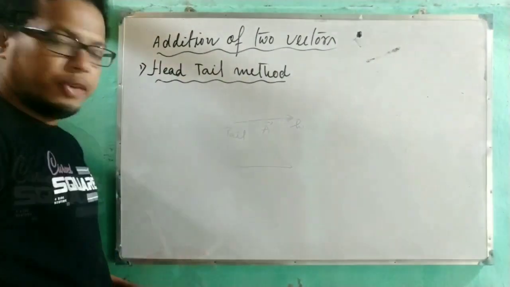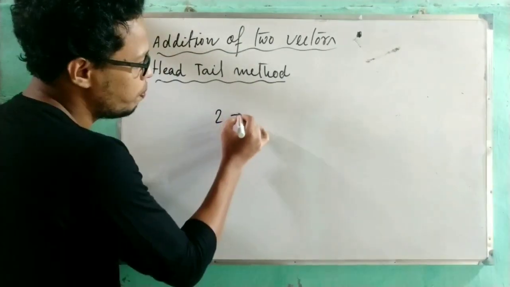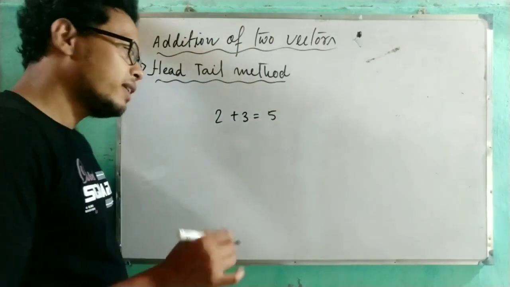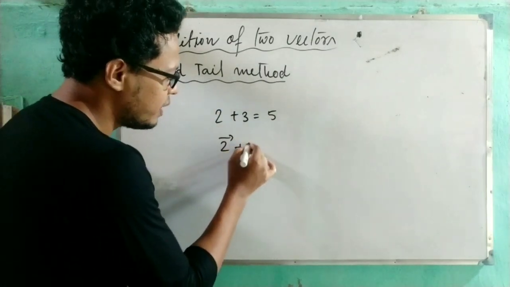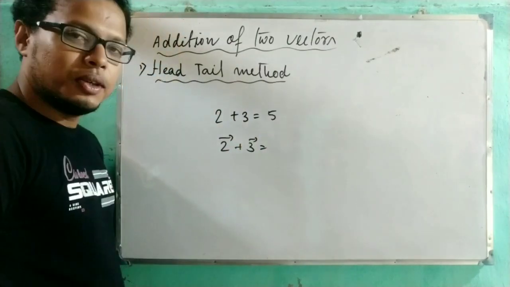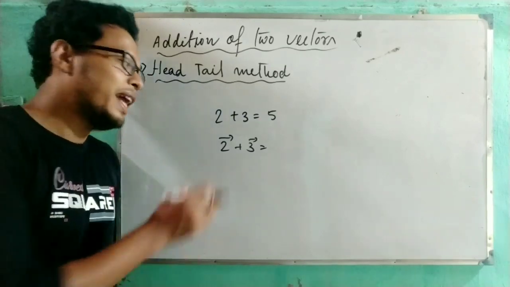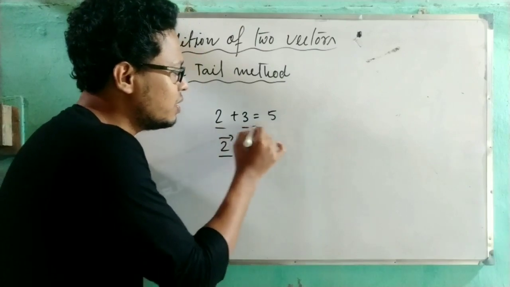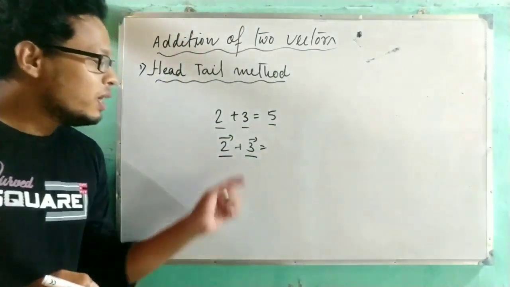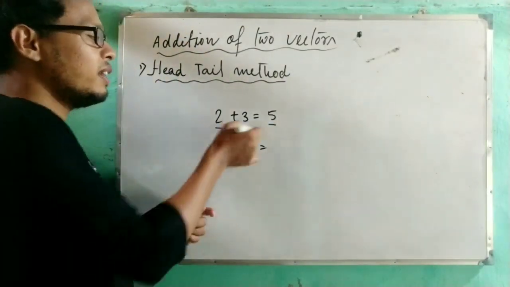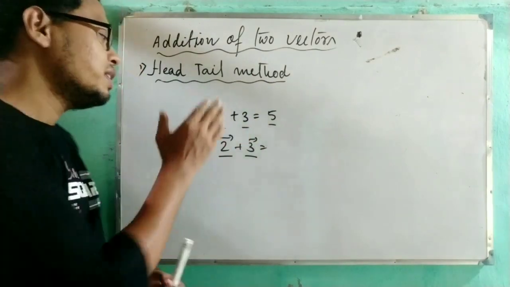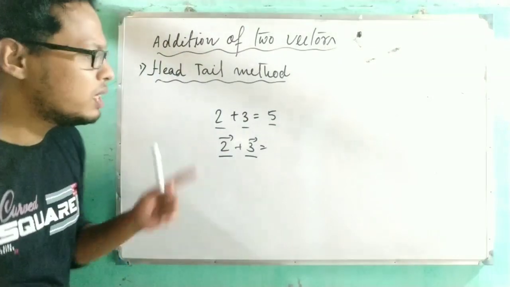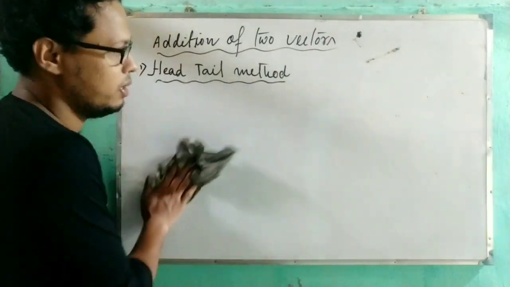Now, if I ask the question, add 2 plus 3, then obviously you will give the answer, that is 5. But if I ask add 2 vector and 3 vector, then what will be the answer? The answer will be different, because this is vector addition, this is scalar addition. That's why vector addition is different than scalar addition. But there is some process for how to add the vectors. One by one I will come. The first method is the head-tail method.